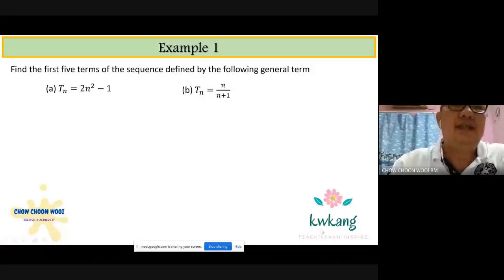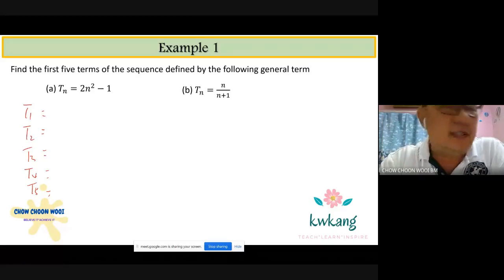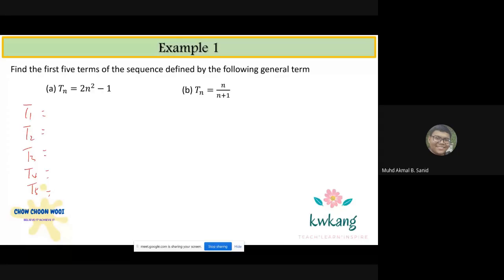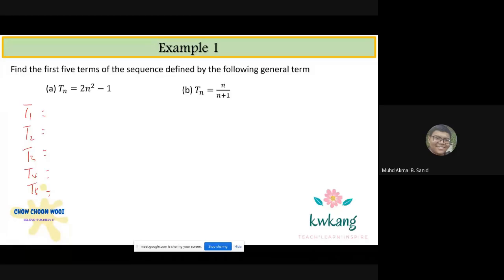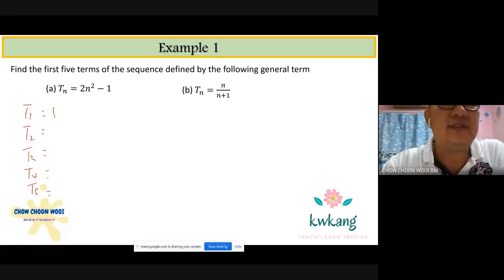Baik, since they ask you to find the first 5 terms, 5 sebutan pertama. So you need to find T1, T2, T3, T4, and T5. Can you find all the answers and tell me your answer? Okay, T1. Dah dapat T1? T1 sama dengan berapa? T1 sama dengan 1. Betul, yang lain setuju. Okay, dah sah.